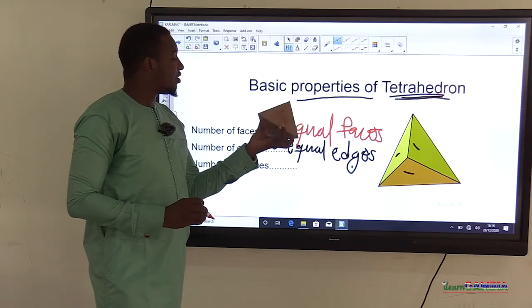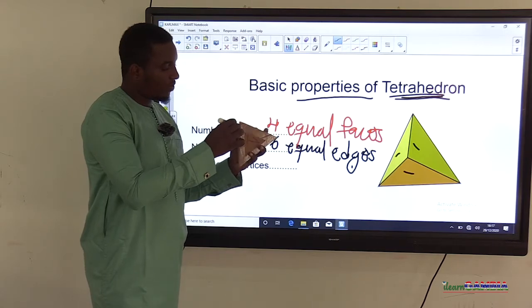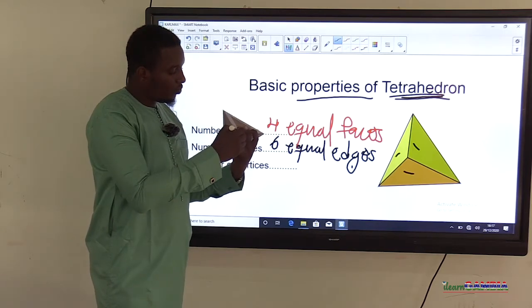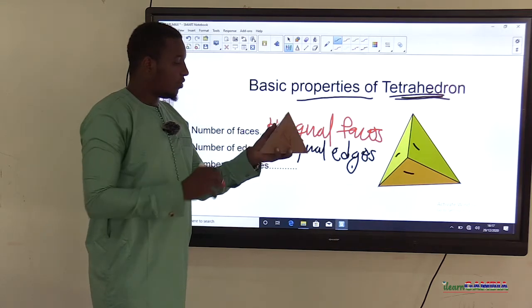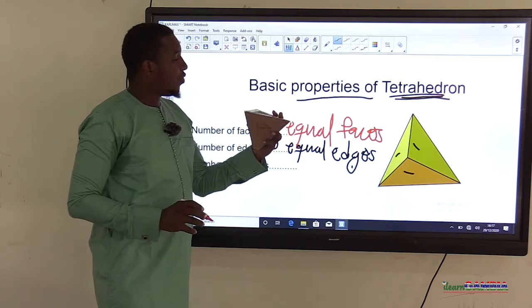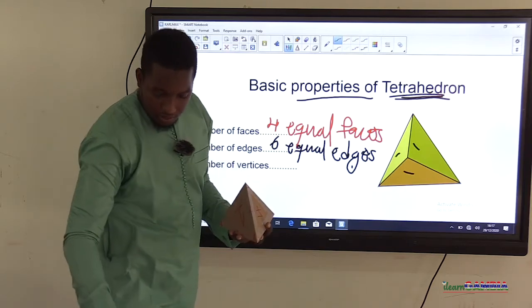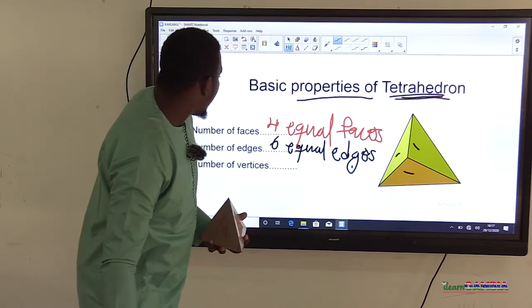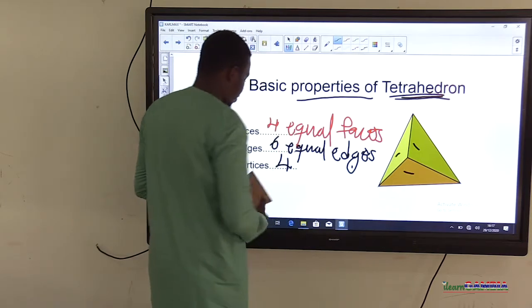So how many vertices does it have? Here we have 1. This is one vertex. Here we have 2. It's another one. There we have 3. This is another one. We have 4. Is that all? Yes, that is all. So we can also conclude that it has 4 vertices.